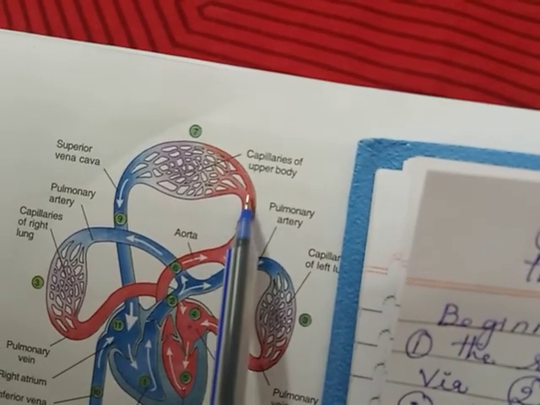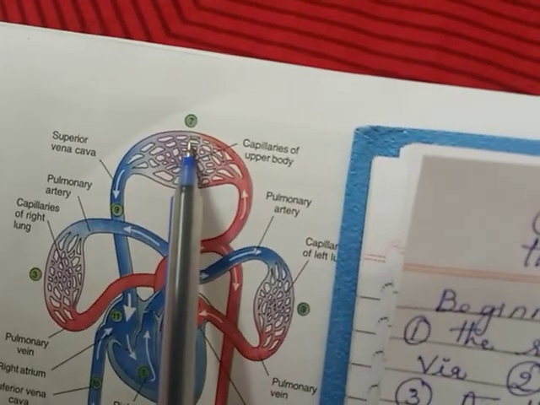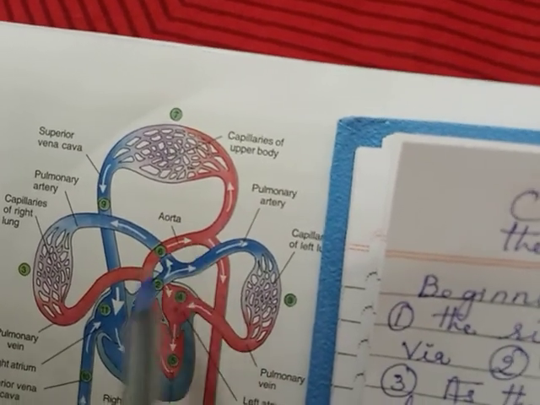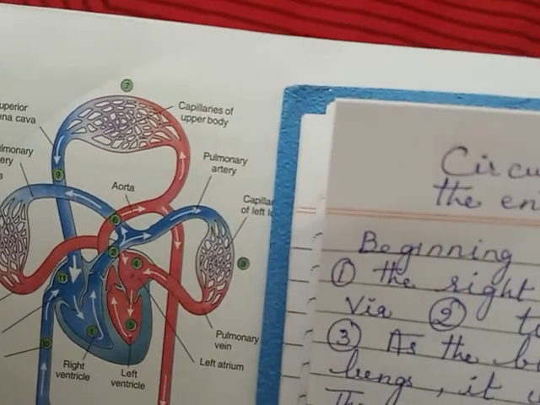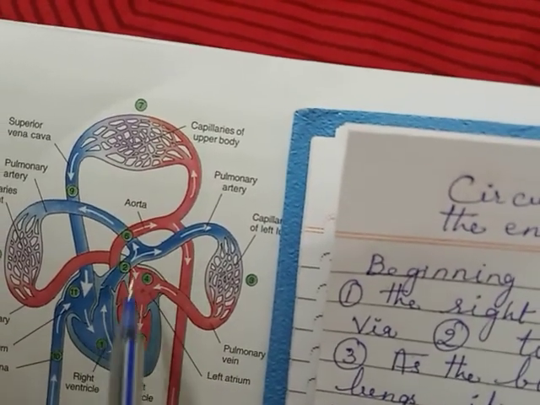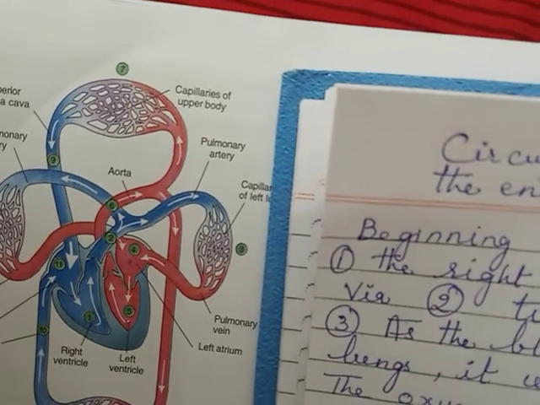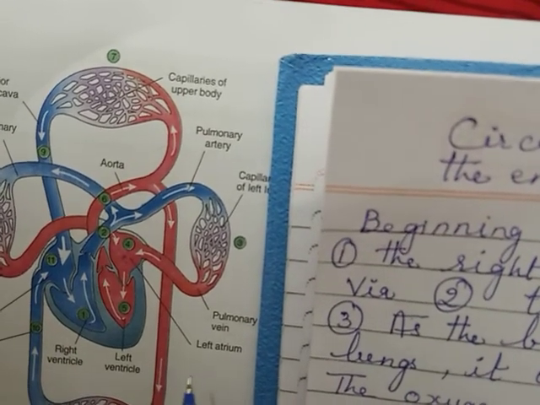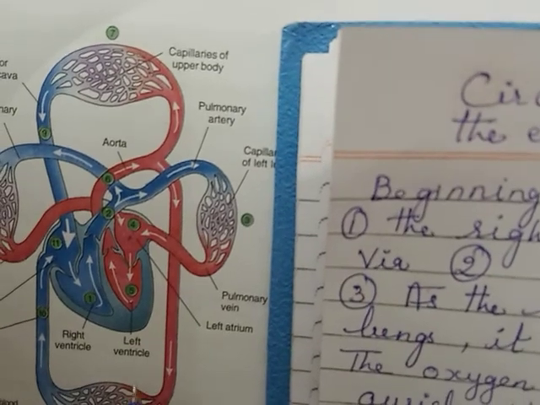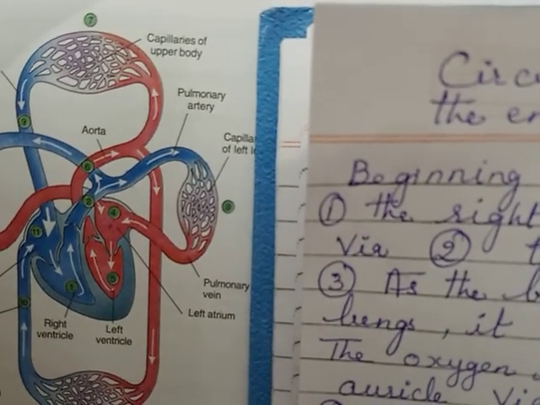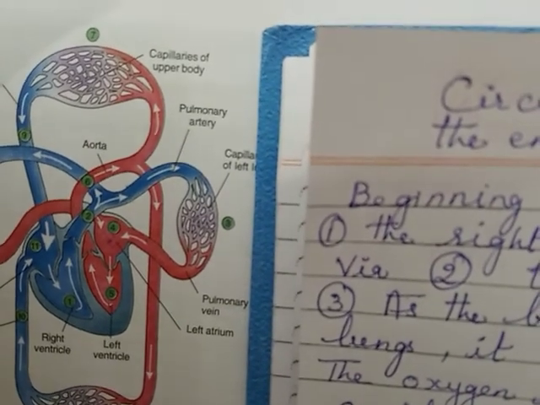Some arteries carry blood to the upper part of the body, and this aorta then curves. See here, the aorta curves down behind the heart, which branches into more arteries, and it supplies blood to the abdominal organs and to other parts of the lower body.